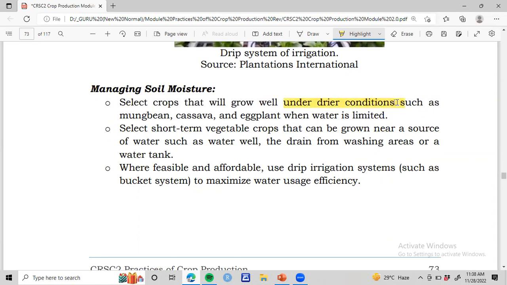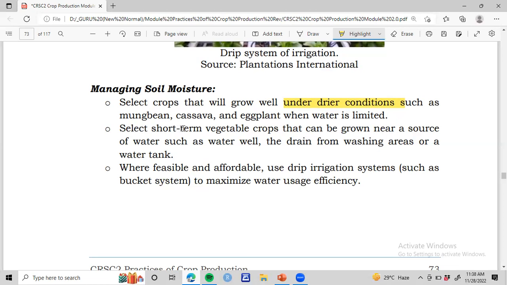Alam nang dry na yung condition ng lupa, tapos magtatanim ka pa ng halaman na kung saan mataas ang requirement sa water. O magpalay ka pa, di ba? O dry, tapos wala kang mapagkukunan ng patubig, magtatanim ka pa ng palay. Okay? Is that economically feasible and efficient? Okay.